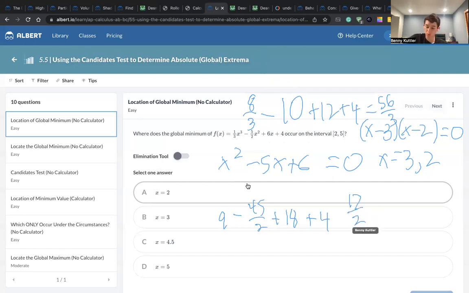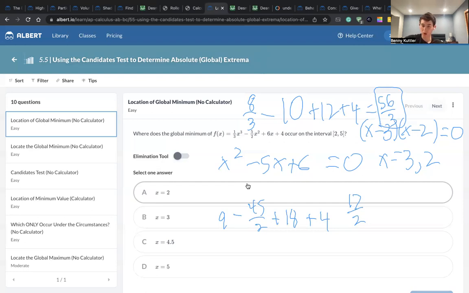So if we look between these 2 points, this 56 over 3 is bigger than that 17 over 2. Let me just check that to make sure. It's almost 20. Calculators come in handy. 56 over 3 is 18 point something. Yeah, it is bigger.